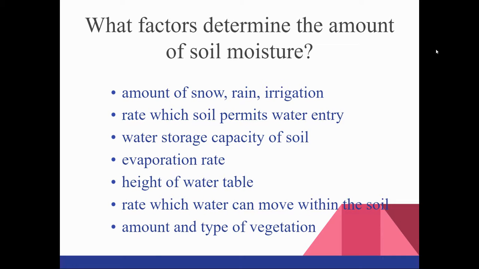Factors that determine the amount of soil moisture: the amount of precipitation, so snow, rain, or even if it's man-made, irrigation. The rate at which soil permits water entry. Is water going to sit on the top, or is it going to seep on through? The water storage capacity of the soil, evaporation rate, height of the water table, rate at which water can move within the soil, and the amount and type of vegetation.